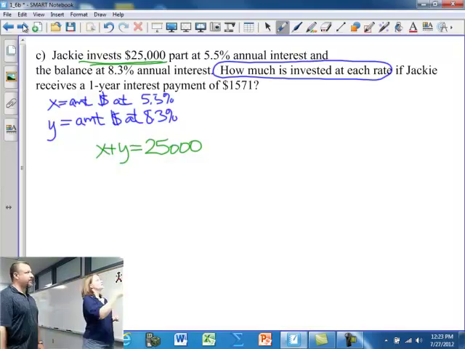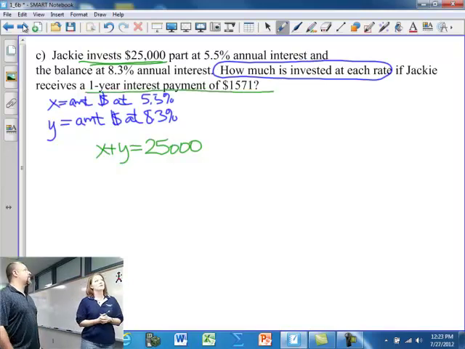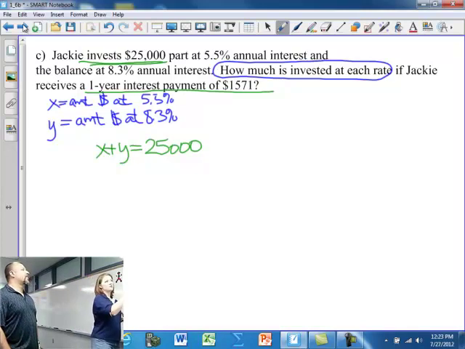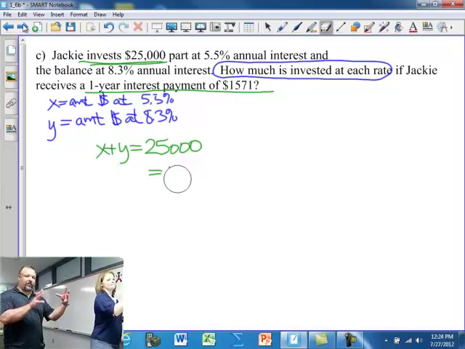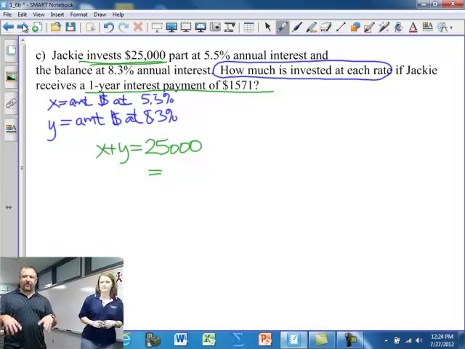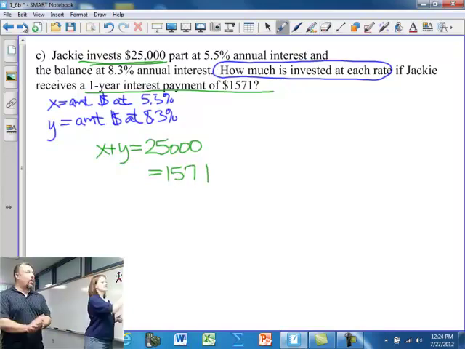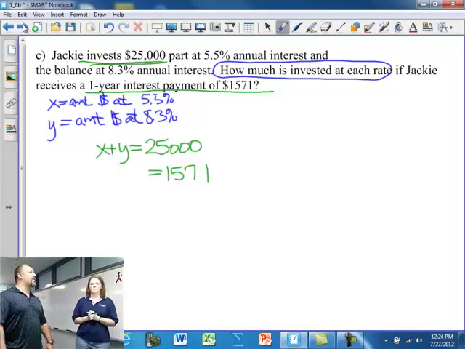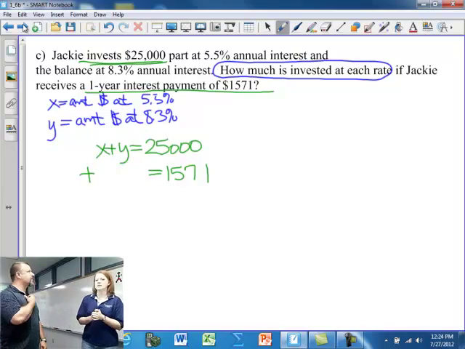Okay, now, this is the interesting part, and this is how this problem is different from the next problem. She receives a 1-year interest payment of $1,571. So remember, she was doing annual interest, so she's only got it in there for 1 year. That's her total interest. So it comes from two different accounts. If we had the interest from the first account, and we added it to the interest from the second account, we should just get the total amount of interest, which is $1,571.